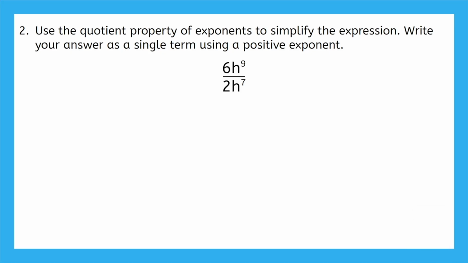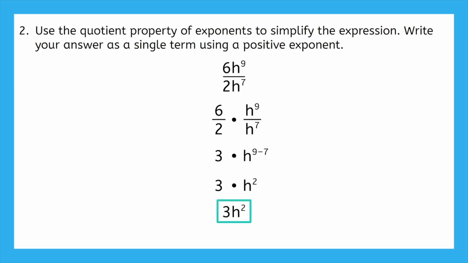We've got coefficients and variables here, so we separate them into two parts. 6 over 2 times h to the 9th over h to the 7th. Dividing 6 by 2 gives us 3. Then we use the quotient property to subtract the exponents in the second part. 9 minus 7 is 2, giving us h squared. That gives us a final answer of 3h squared.